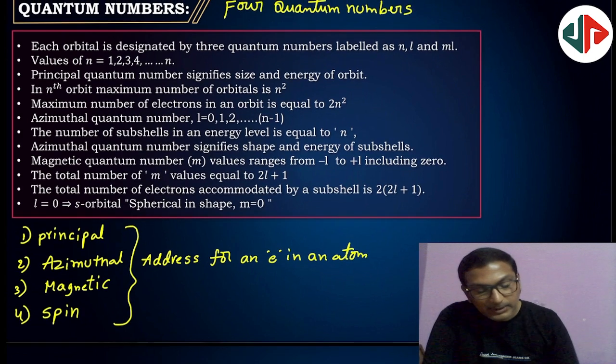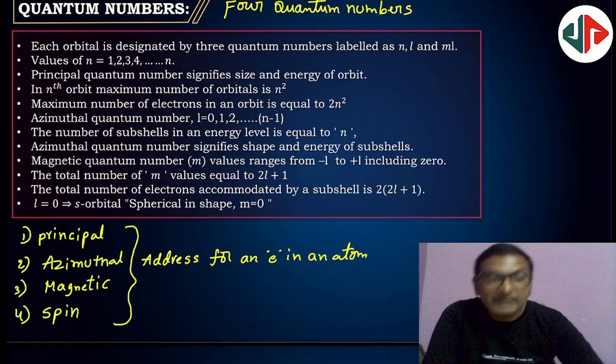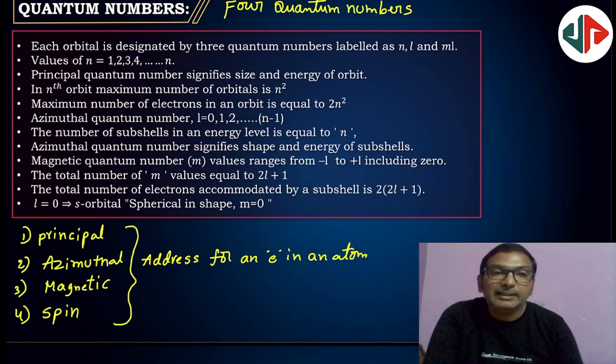The principal quantum number was given by Niels Bohr. It is denoted with n. n can take values 1, 2, 3, 4 and so on. The number of orbitals in an orbit is equal to n square. The maximum number of electrons will be equal to 2n square. The principal quantum number gives information about the size and energy of the orbit.